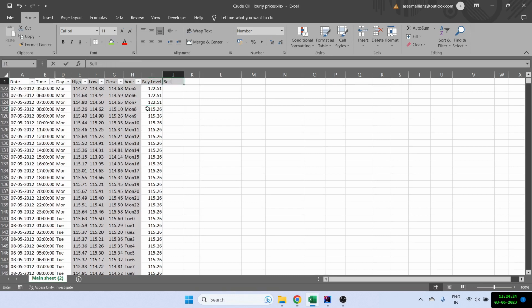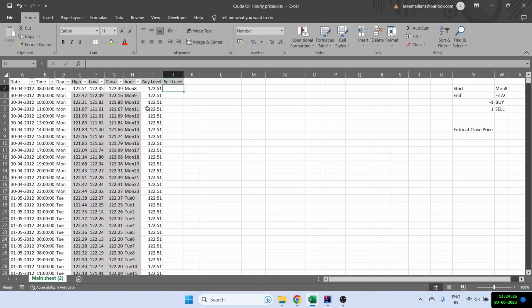And similarly, we'll find the sell level. If this is equal to this, and make sure that I'm putting a dollar sign here so that it stays there, then in that case I want the low price, otherwise it's the previous level. So I've got my high and the low levels. Now let's see our entry.